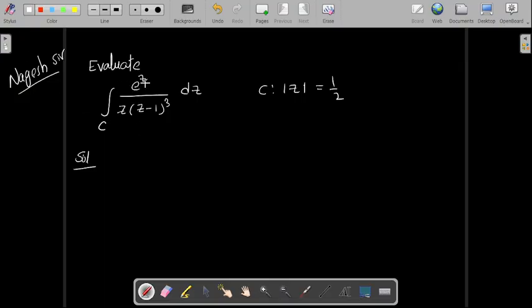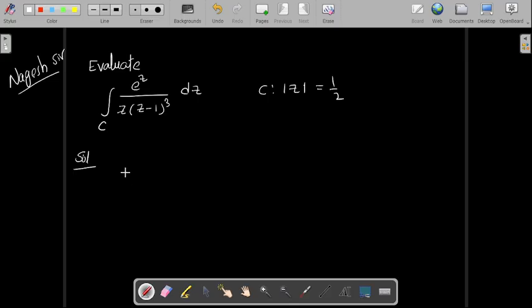Evaluate the integral over C of e^z by z into (z minus 1) whole cube dz, where C is the curve |z| = 1/2. So this integral we can evaluate in two ways. One is Cauchy's residue theorem and the other is Cauchy integral formula. We will see both of them.